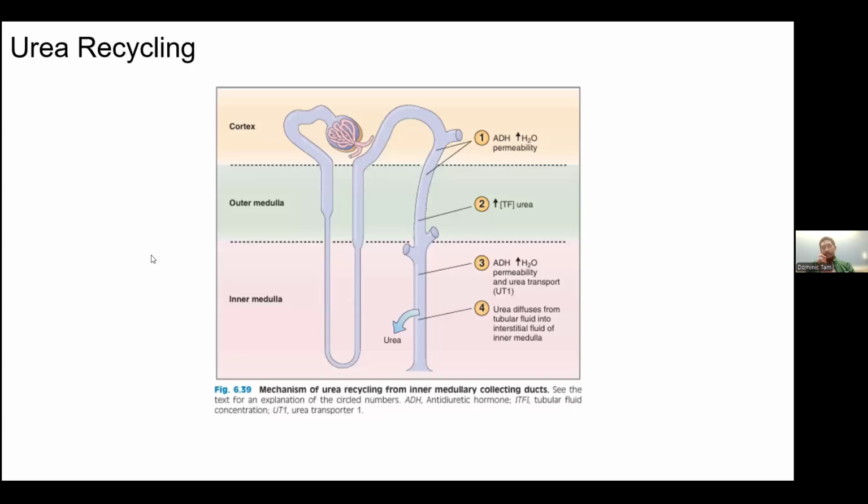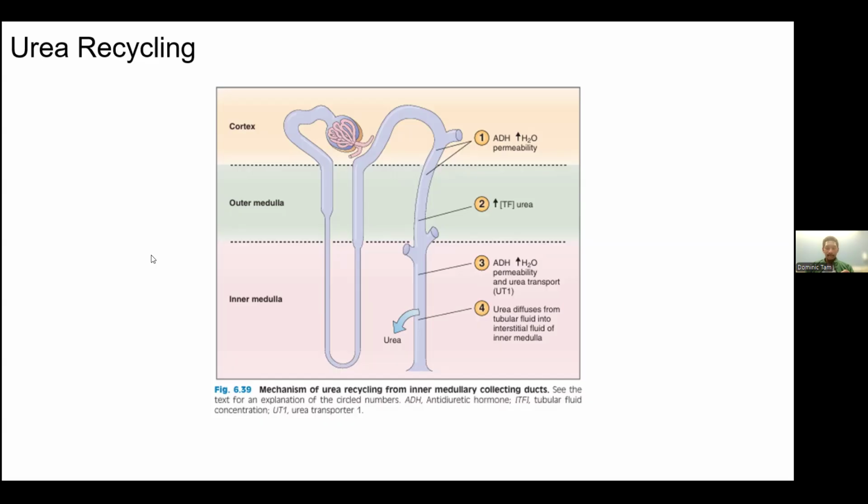Back to our gradient. We need to talk about the process of urea recycling. Urea recycling from the inner medullary collecting ducts is the second process that contributes to our corticopapillary osmotic gradient. And the circled numbers, as you will see here, I will talk about the steps. At one, in the cortical and outer medullary collecting ducts, ADH is going to increase water permeability, but does not increase urea permeability. As a result, water is reabsorbed from the cortical and outer medullary collecting ducts, but urea remains behind in the tubular fluid. This differential effect of ADH on water and urea permeability in cortical and outer medullary collecting ducts causes the urea concentration of the tubular fluid to increase.